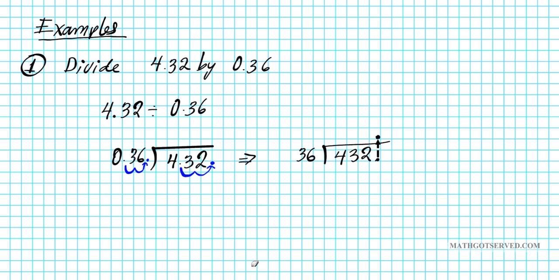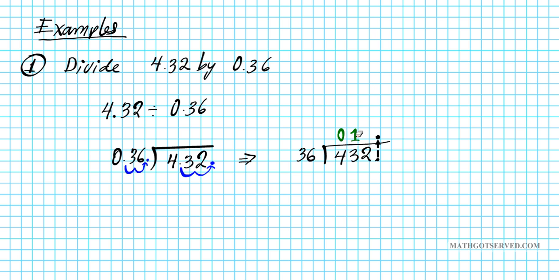36 cannot go into 4, so let's put a 0 there. 36, can 36 go into 43? Absolutely. How many times? It can go in there once. Okay, so just make sure your digits are perfectly aligned so you don't ruin the number of digits.